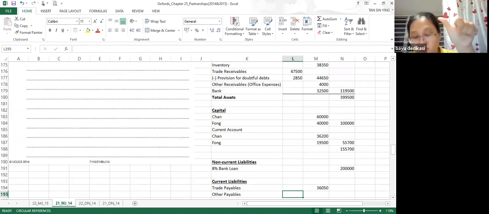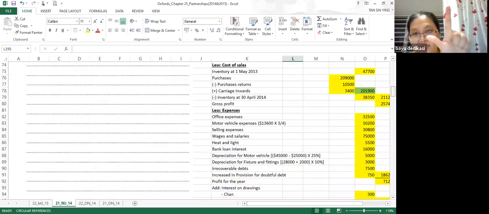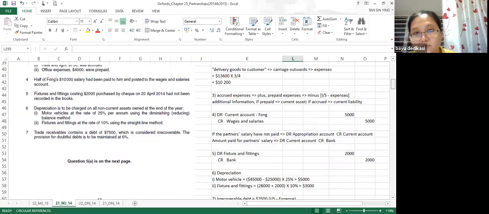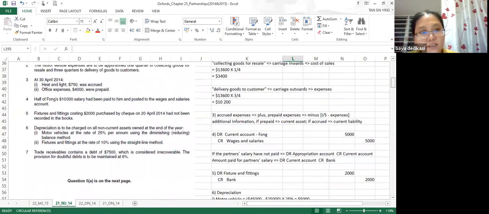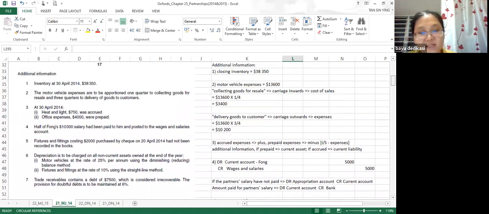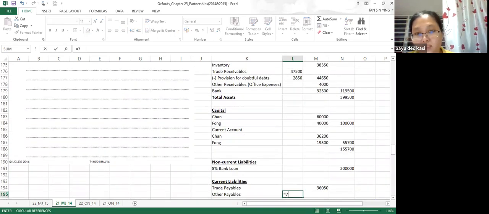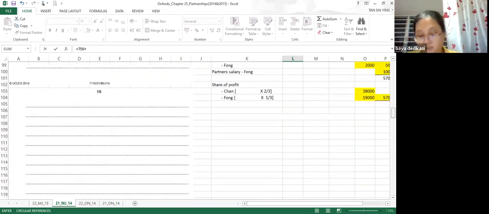Your other payable, you have two items. One is from your number 3 information, heat and light accrued 750. Another one is your interest on loan, the accrued amount. So 750 plus the accrued bank loans. Go up to see how much your accrued bank loans.